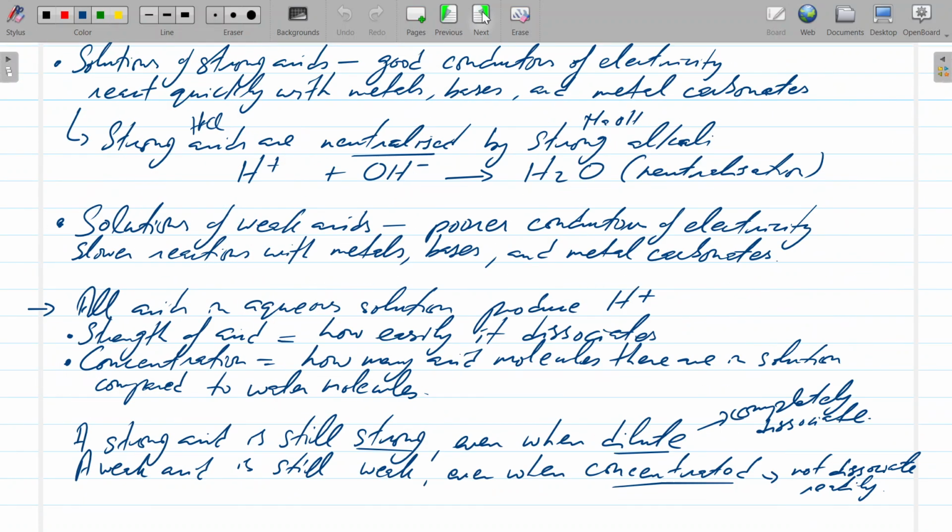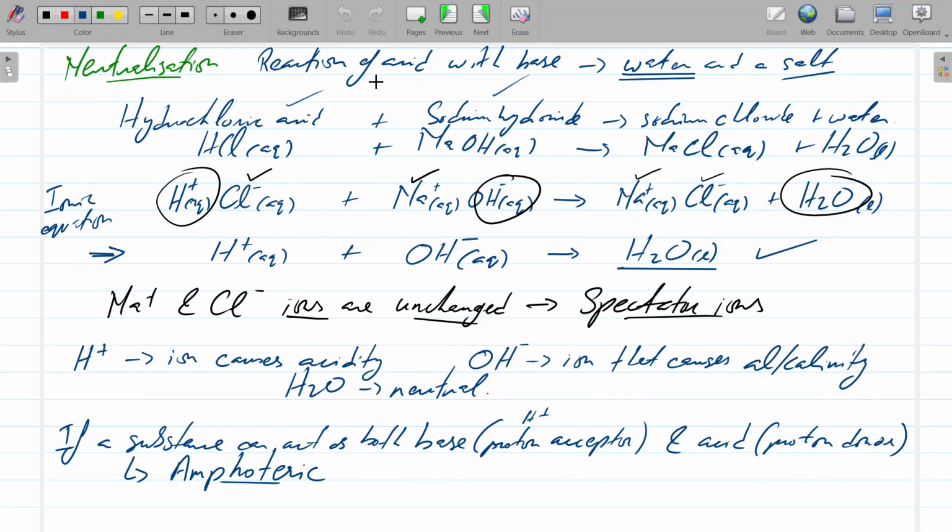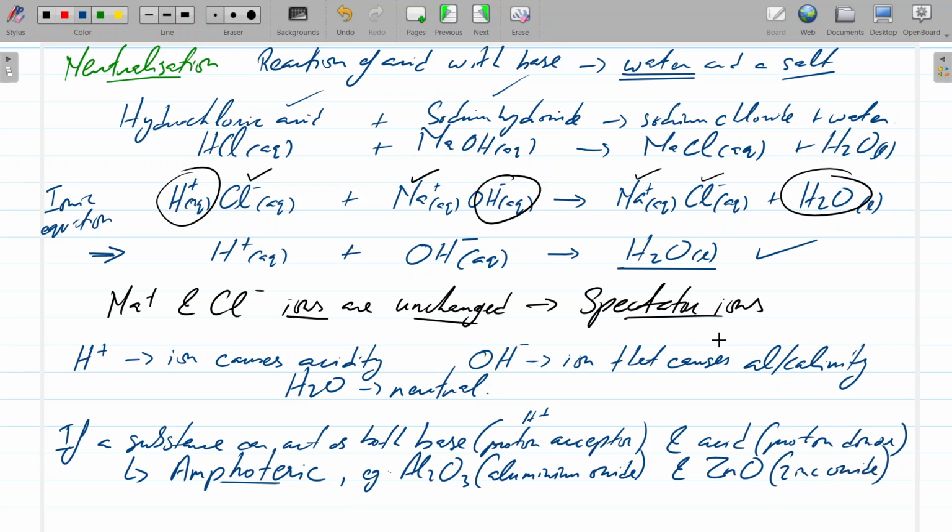If there is such a substance, there are, for example, aluminium oxide and zinc oxide. So you have Al2O3, which is aluminium oxide, and ZnO, which is zinc oxide. Depending on the kind of reaction they're taking part in, they can act as either an acid or a base.